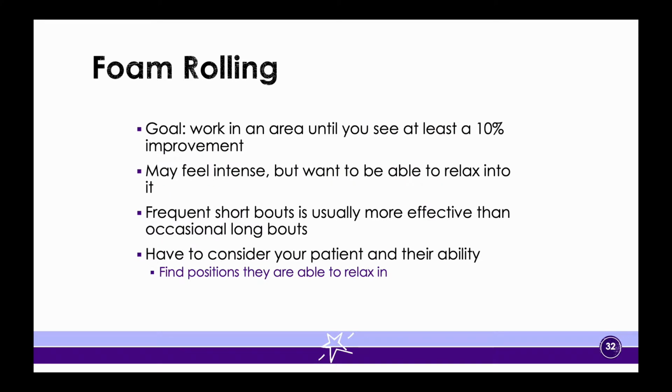And the goal is to work an area until you start to see at least a 10% improvement. So you're going to be rolling in these areas. I'm going to roll out that hamstring until it starts to feel more loose. It's a subjective measurement, but about 10% improvement in the range of motion because we're inhibiting those tight muscles. It may feel very intense, right? Especially when you get to those key trigger point areas, but you do want to be able to relax and breathe into it. So really encourage that.